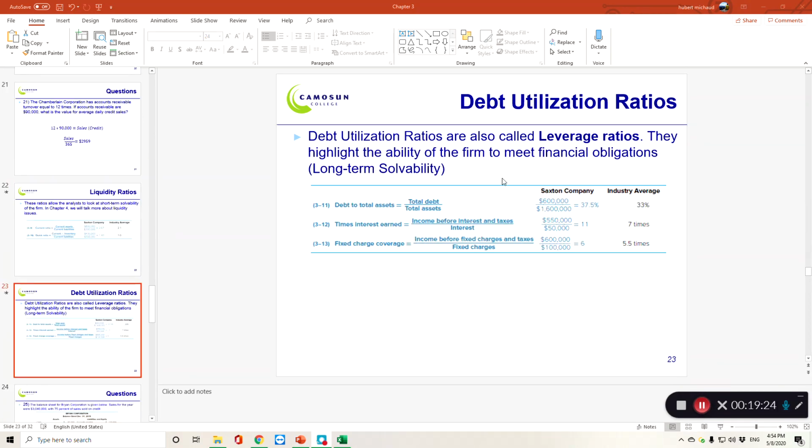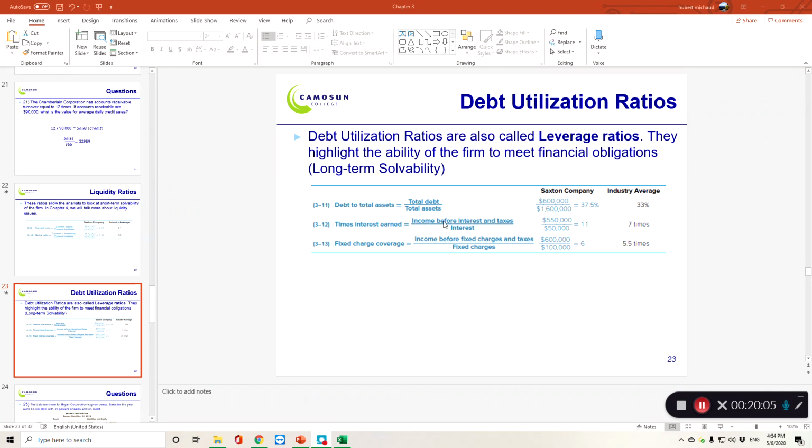The debt utilization ratios are often called leverage ratios. While liquidity ratios highlight short-term solvency issues, the debt utilization ratios highlight the ability to meet our financial obligations, our debt payments, in the long term. There are three different ones that we're going to talk about here. The debt to total asset ratio, which is just total debt to total assets. We actually talked about this previously, in a question.